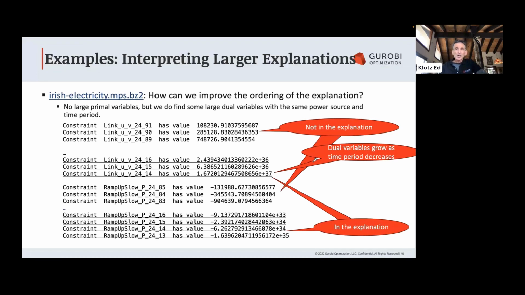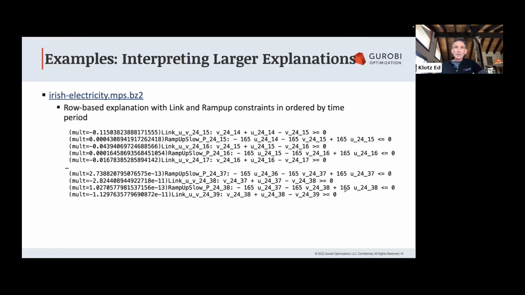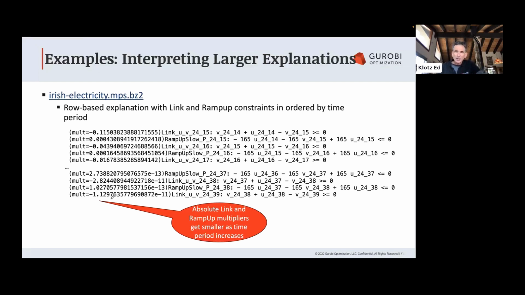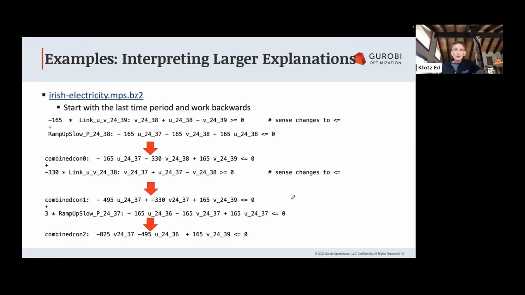So basically, as the time period decreases, the dual values were increasing. So I reordered the explanation with these link and ramp up constraints ordered by time period. And now here are the constraints, and we see how the multipliers are getting progressively smaller as the time period increases. So I'm going to start with the last time period and work my way back. And basically, I'm going to start pivoting on these rows of the basis.